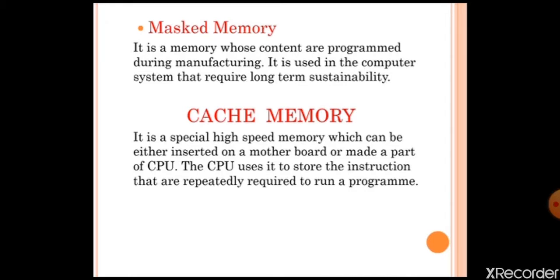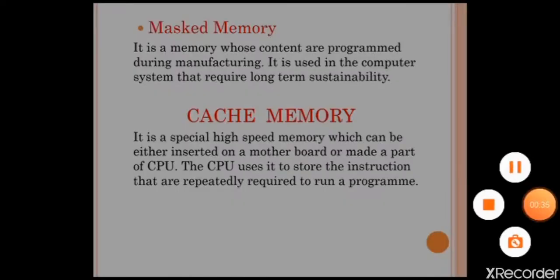Now if we talk about cache memory. It's a special high-speed memory which can be either inserted on the motherboard or made a part of the CPU. The CPU uses it to store the instructions that are repeatedly required to run a program.